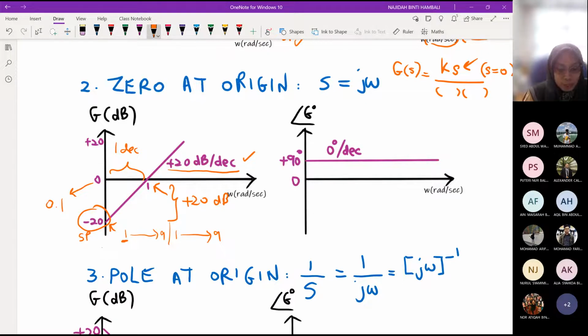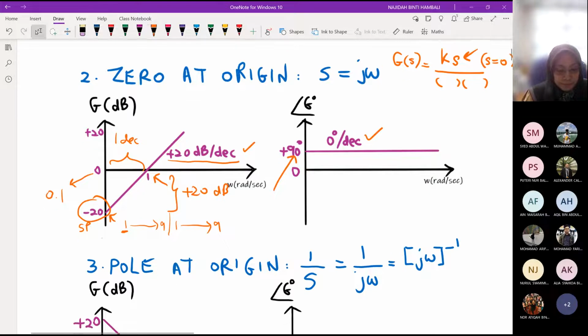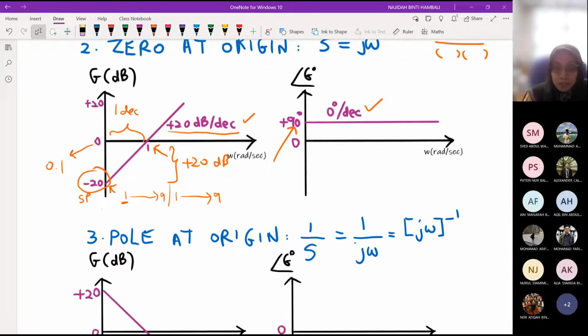Okay, next, let's move to phase. For zero at origin, the starting point for phase is positive 90 degree while the slope is 0 degree per decade. So any straight line in your phase or magnitude plot, the slope is 0 degree per decade or dB per decade.